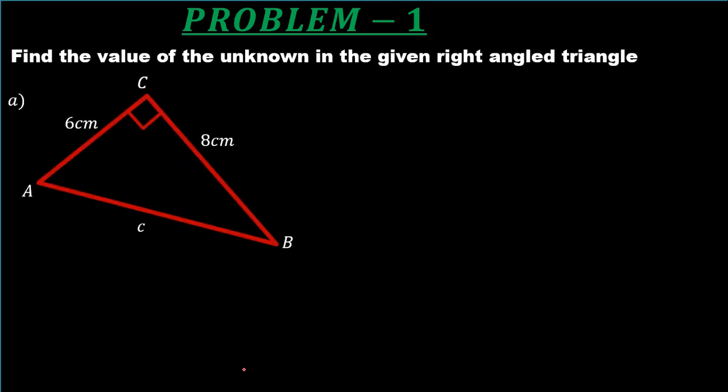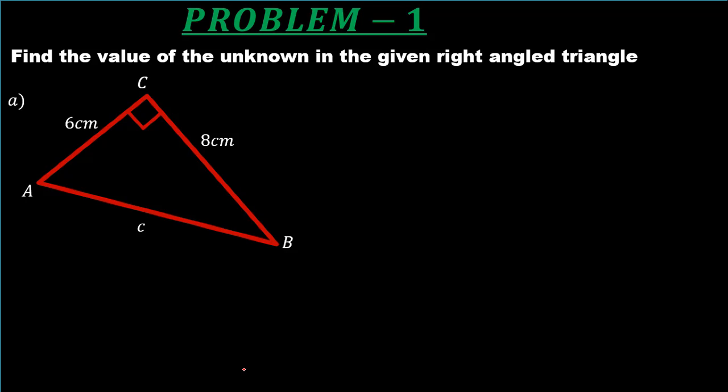In part A, what we have is a triangle ABC. And you can see that there are two sides, AC, which is 6 centimeters, and a side BC, which is 8 centimeters. And there is an unknown side C, whose value we have to come up with. So students, you should remember, if you need to find the side of a triangle, you have to apply the Pythagoras theorem.